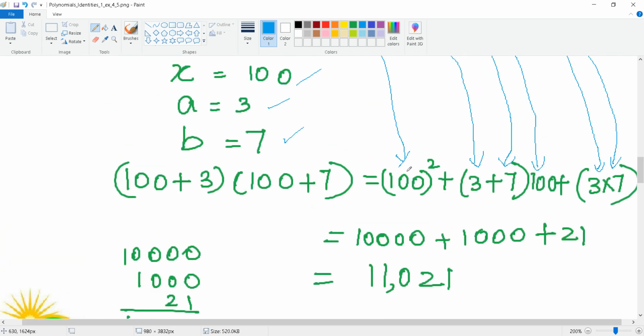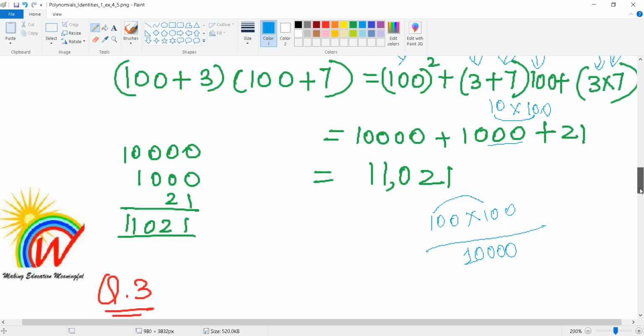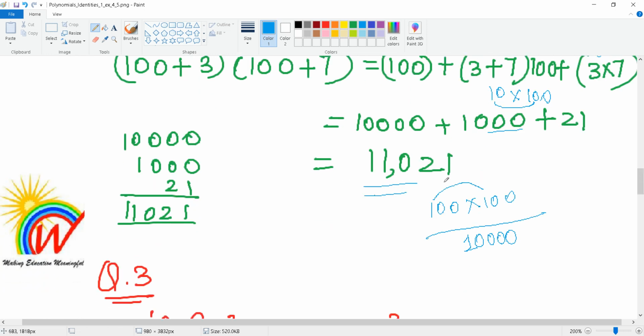So 100 square is 100 into 100, right? So 100 into 100, how will you multiply it? For those who don't know this, I'll just do it. 100 into 100 could be written as 1 ones are 1. You multiply the 1 and 1, and there are 4 zeros, so you put 4 zeros. So 10,000 plus 3 plus 7 is 10 into 100, right? So 10 into 100, again 1 into 1 is 1 and 3 zeros are there, so you put 3 zeros, plus 21. Now you add all of them. So that's going to be your answer. Understood? Now let's come to question number 3.